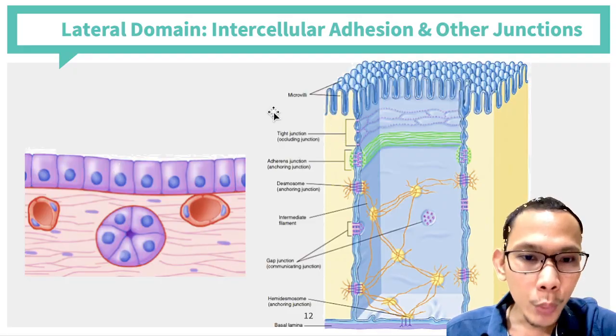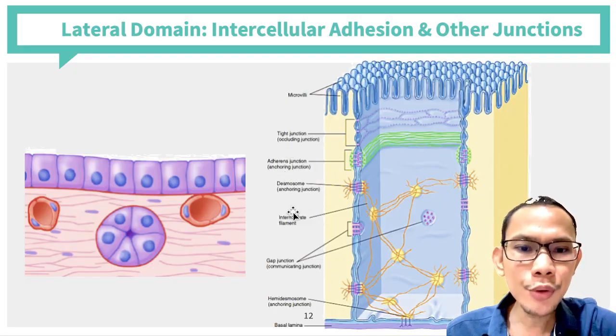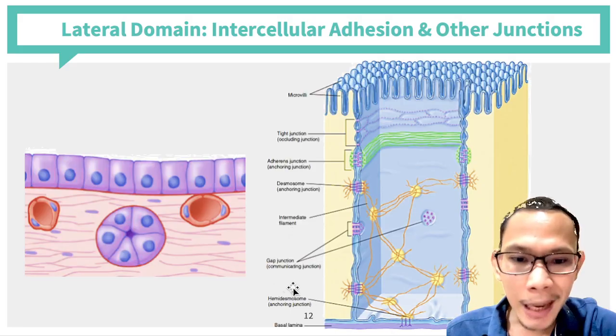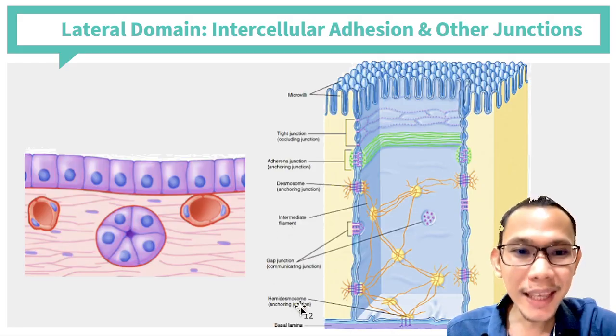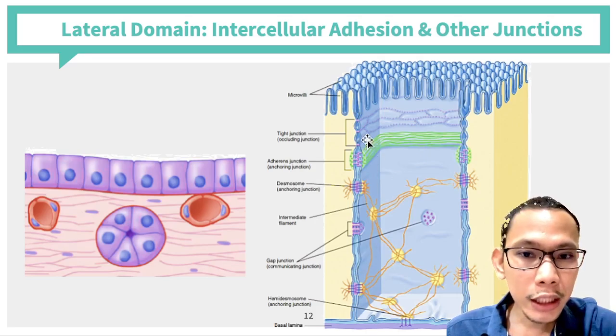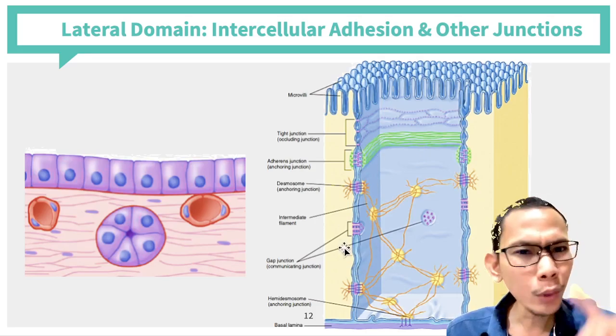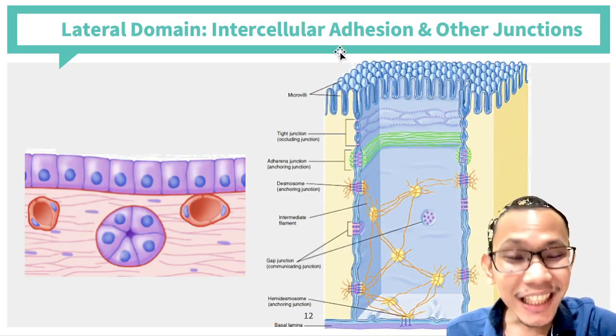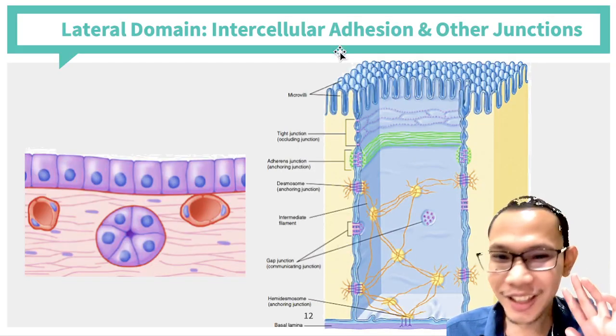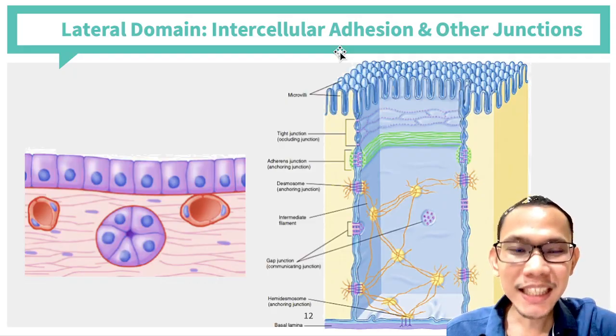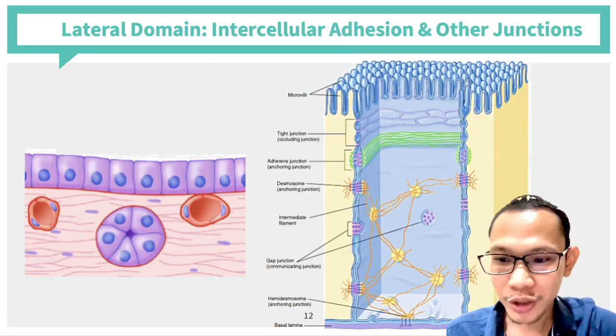So again, we will discuss your tight junction, your adherens junction, your desmosome, your gap junction, your hemidesmosome. Again, these are located in your lateral domain. And what is the function of these? Again, adhesion and communication. That's the general function of these intercellular adhesions and junctions.